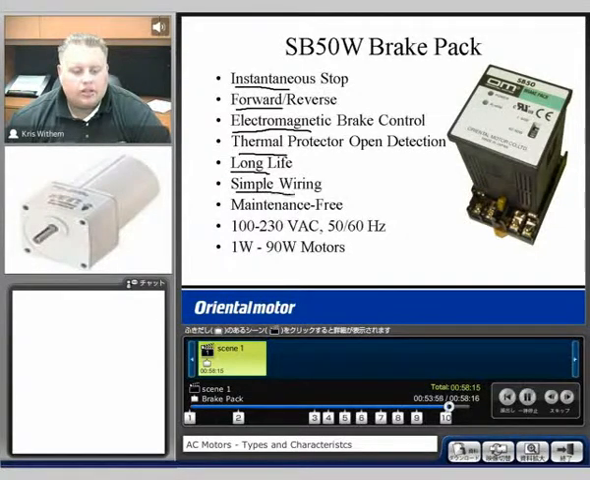Maintenance free, this is extremely nice. There's no type of program that has to be done. You don't need to cycle out any components or anything like that. Available in the 100 to 230 volt AC, 50-60 hertz, and it works for the 1 watt motor up to the 90 watt. So the 1, the 6, the 15, and going on all the way up to the 90 watt motor, this brake pack will work for it.